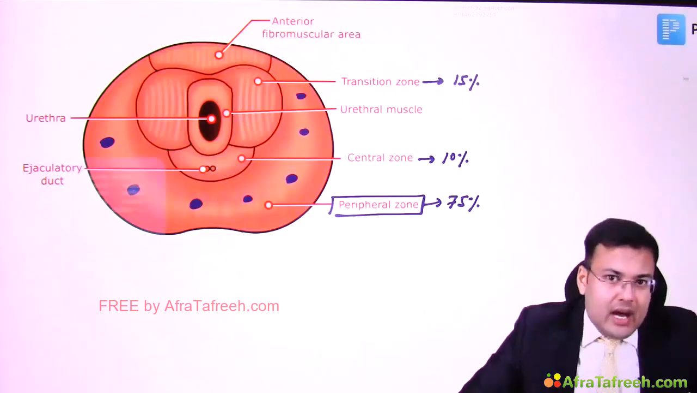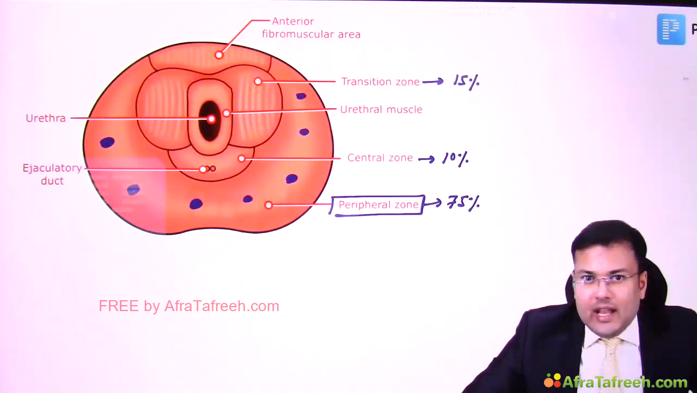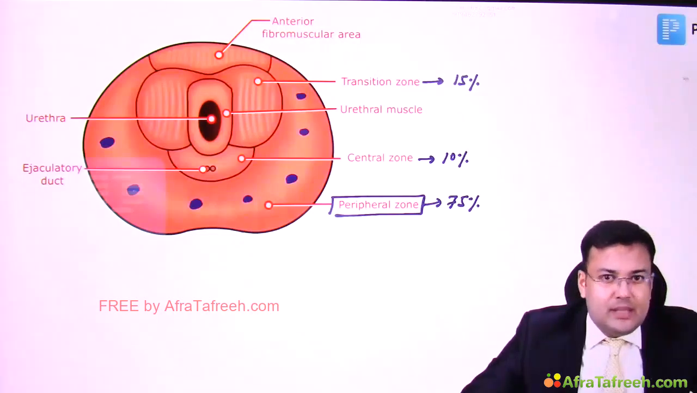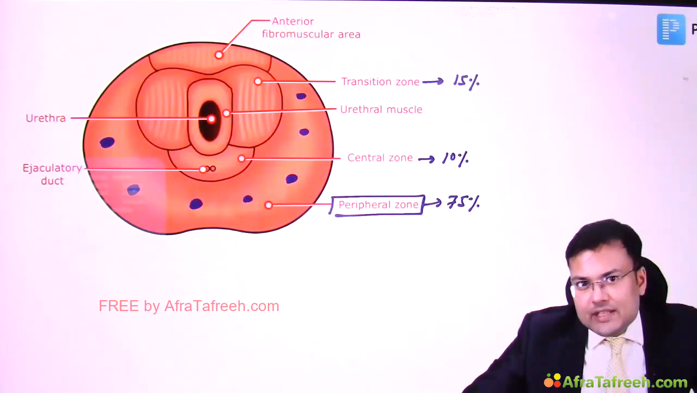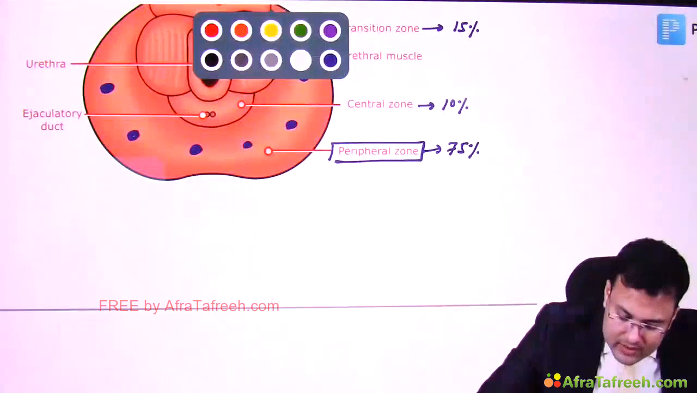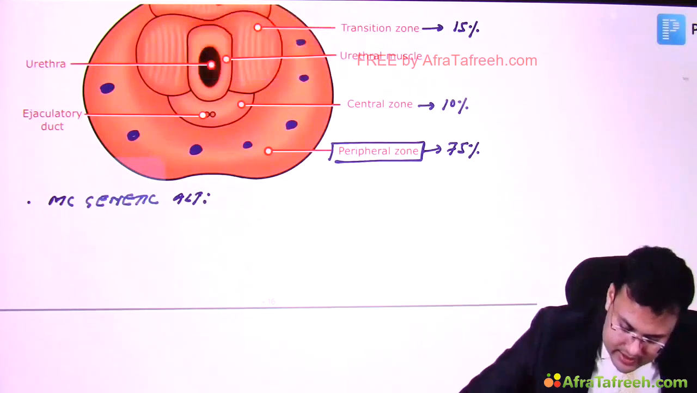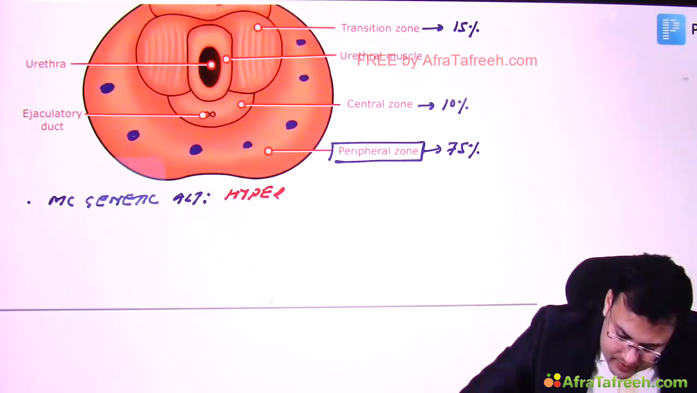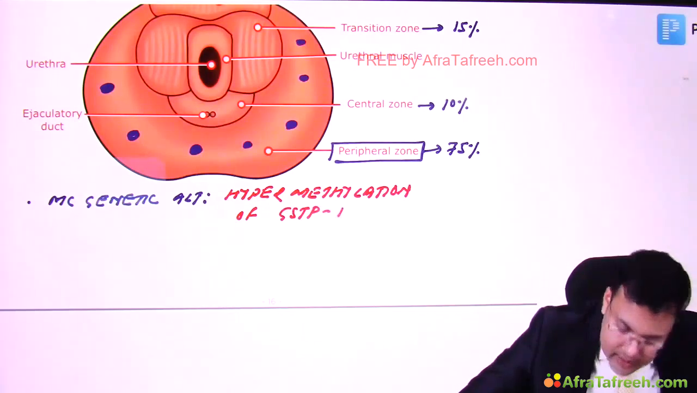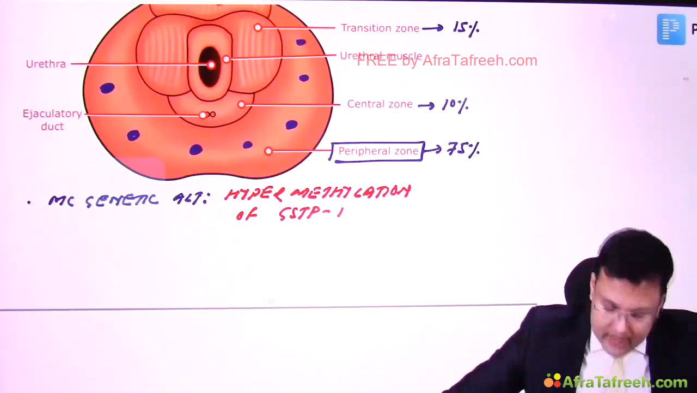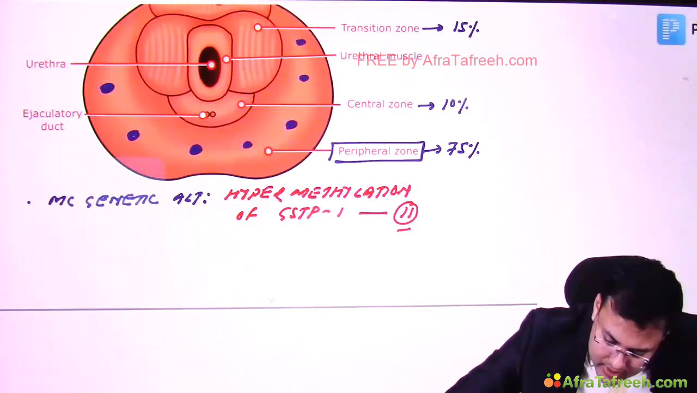Second question, this is asked in pathology: what is the most common genetic alteration seen in CA prostate? This is hypermethylation of GSTP1. GSTP1 means glutathione transferase promoter region 1. So the most common genetic alteration in CA prostate is hypermethylation of GSTP1, glutathione transferase promoter region 1, and this is located on chromosome number 11.